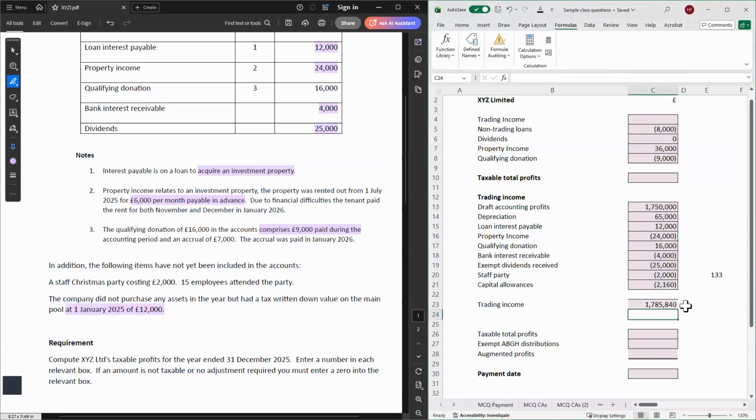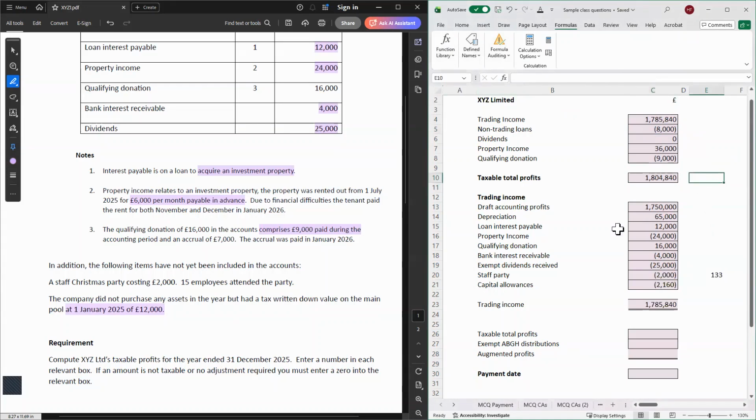And we can then feed the trading income into the corporation tax computation up here. So 1,785,840. And then we can sum up the total taxable profits for the company. So that gives us 1,804,840. So that's the total taxable profits for XYZ Limited.